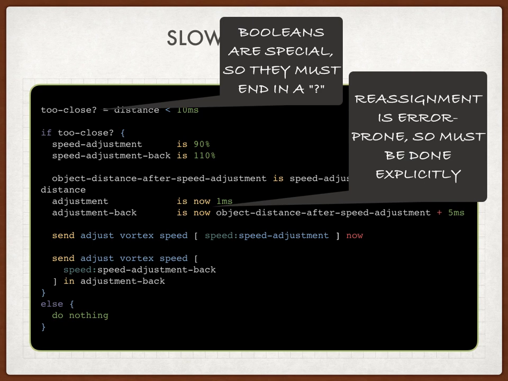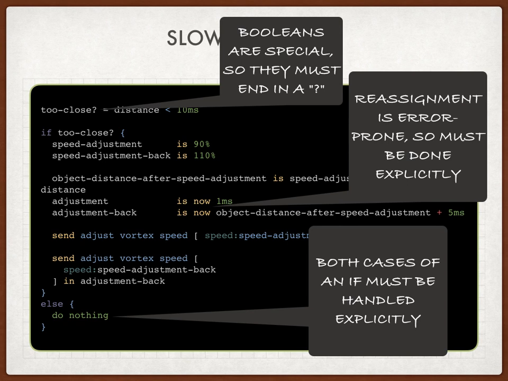Reassignment can create errors if you mistype a variable name or you use the wrong one. So we want to make sure that programmers are being very clear when they reassign variable names. Adjustment is now 1 millisecond. You can't reassign a variable by saying "is," and you can't declare a variable by saying "is now." So this forces you to acknowledge that you know that you're reassigning the value of a variable and that you know what you're doing.